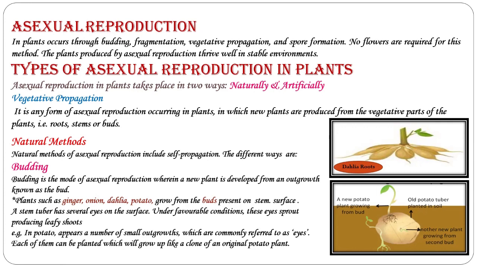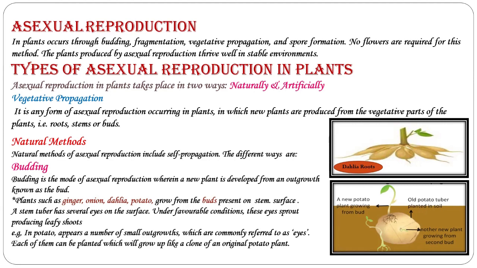See, plants cannot do artificial methods on their own. If we are planting a cutting of a plant, a stem, they can propagate on their own. I'm using the word propagate. This means they are propagating through vegetative parts by natural methods only. So natural methods are budding, spore formation, fragmentation, etc. Natural methods include, I repeat once again, self-propagation of the vegetative parts.